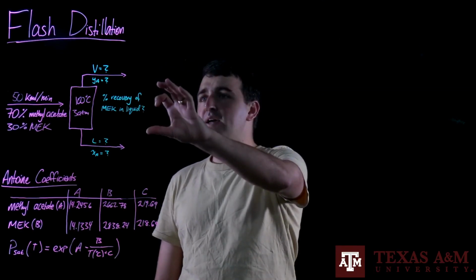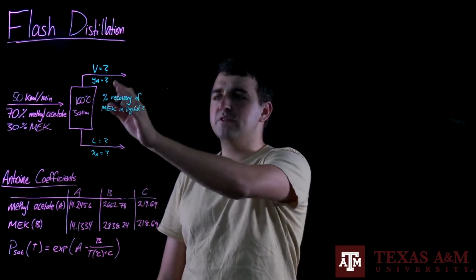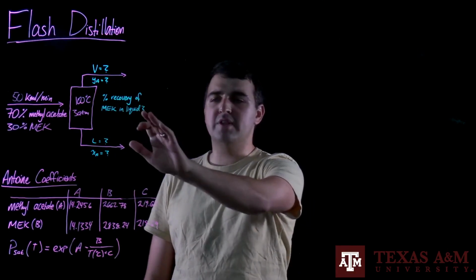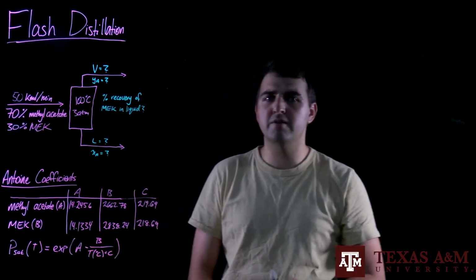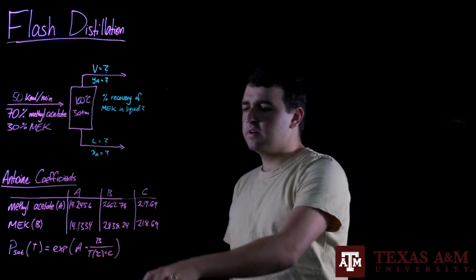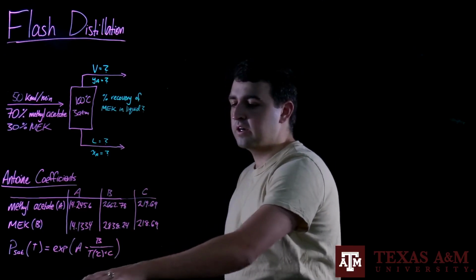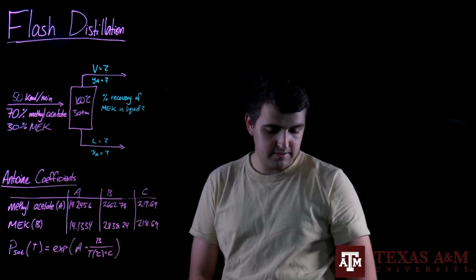We're asked to find the outlet flow rates, our V and our L, our outlet compositions, the YA and XA, and the percent recovery of the methyl ethyl ketone in the liquid. For our thermodynamic data, we're given the Antoine coefficients with the Antoine equation in natural log and temperature in Celsius.